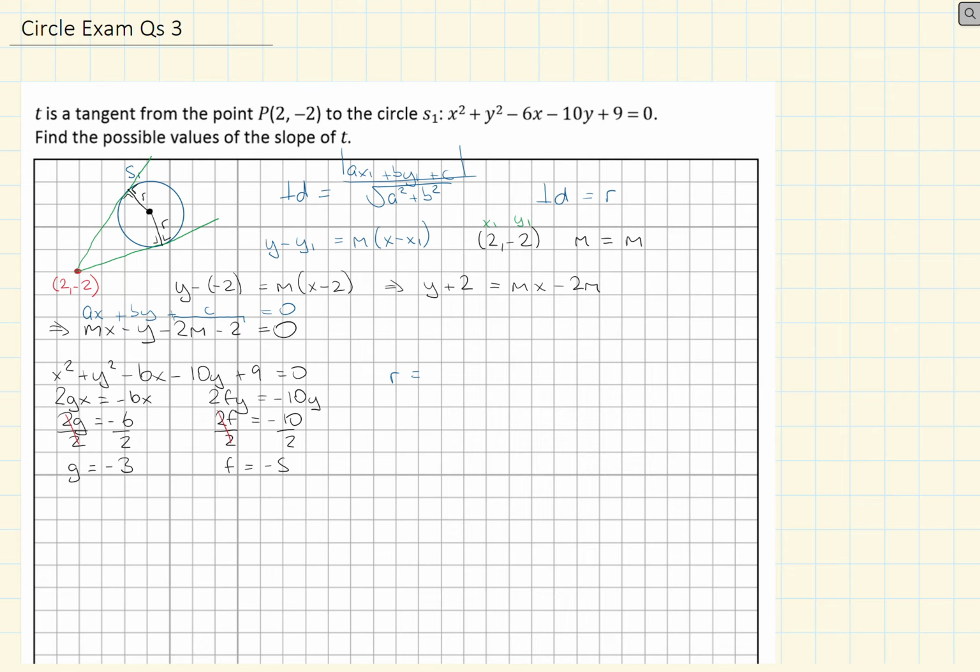The radius is equal to the square root of g squared plus f squared minus c. So we have radius equals the square root of minus 3 squared plus minus 5 squared minus c, which is 9. All of that into the calculator. Minus 3 squared plus minus 5 squared minus 9 gives us back radius is equal to 5. And the center equals minus g, minus f.